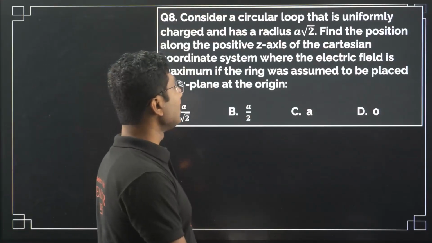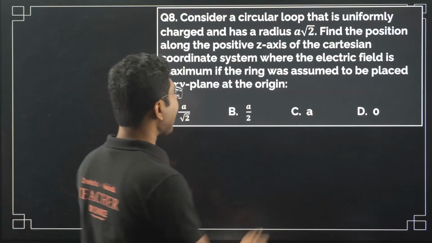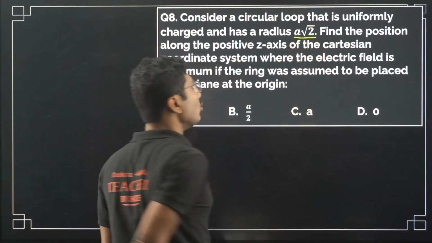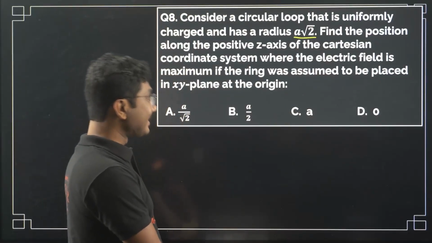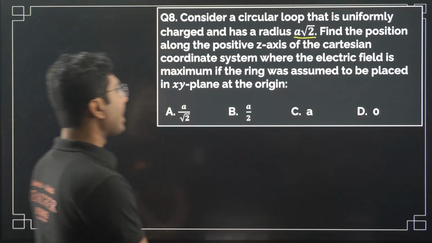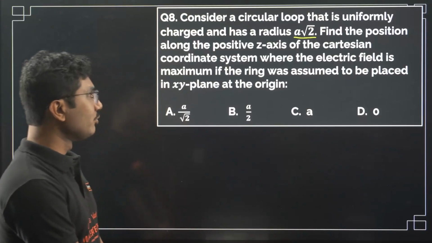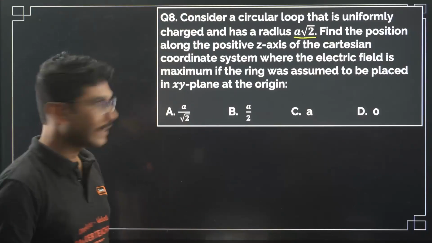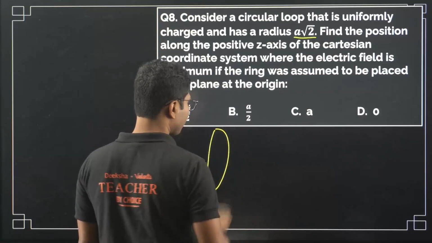Next question. Consider a circular loop that is uniformly charged and has a radius a by 2. Find the position along the positive z-axis of the Cartesian coordinate system where the electric field is maximum if the ring was assumed to be placed in the xy plane at the origin. So it is placed in the xy plane, charged ring.